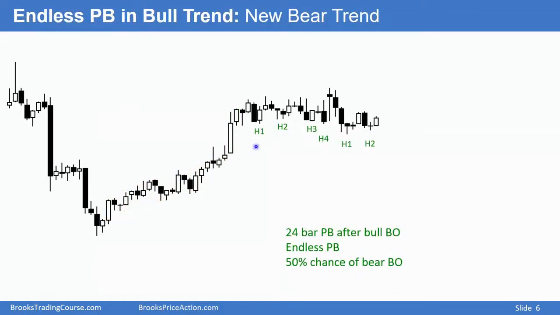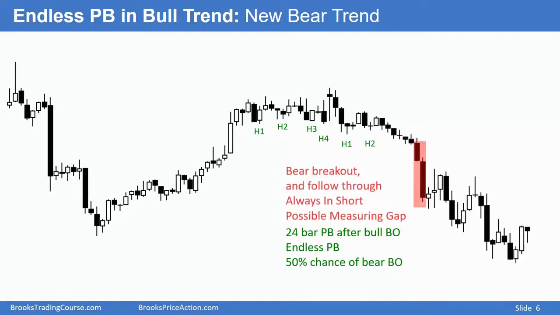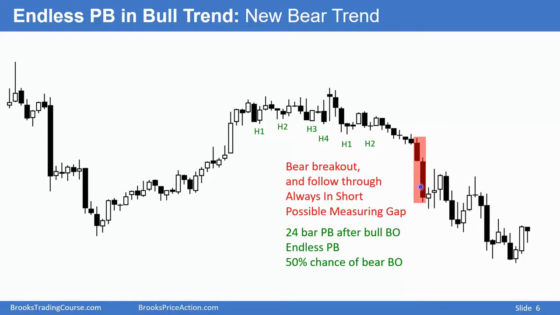24 bars, you can do different kinds of counts. High 1, high 2, high 3, high 4. Bull breakout didn't go very far. And then high 1, high 2. Doesn't matter. 20 or more bars in a very tight channel like this, a tight trading range like this, the probability for the bulls has dropped. And now it's the same as for the bears. Bear breakout, bear follow-through, probably at least one more leg down. Here we got 3 more legs down.